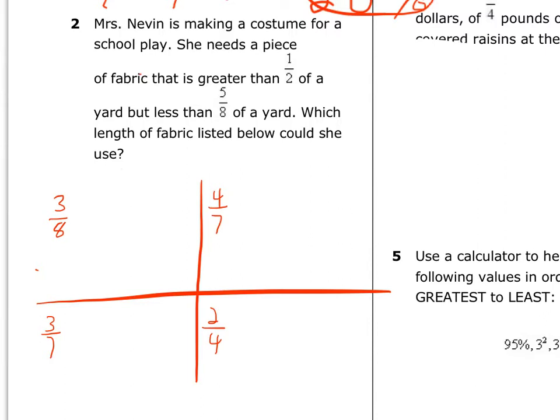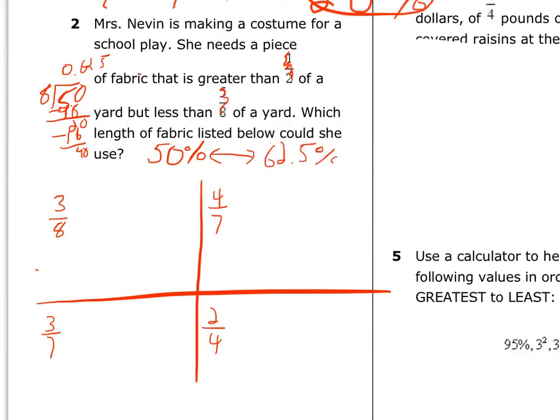Alright. Now, we've got to figure out which of these comes between 1/2 and 5/8. Well, again, I want you to change everything to percent. So instead of 1/2, what are we going to put for our percentage? 50%. So between 50% and then we need to change 5/8 into a percent. To do that, 5 goes on the inside, 8 goes on the outside. 8 goes into 50 6 times. Into 20 twice. And into 40 5 times. That's 0.625, which is 62.5%.